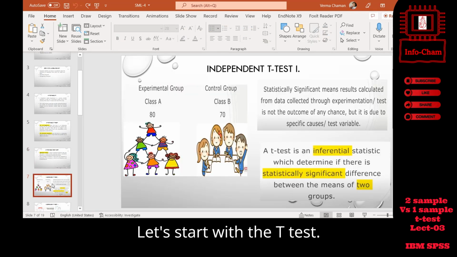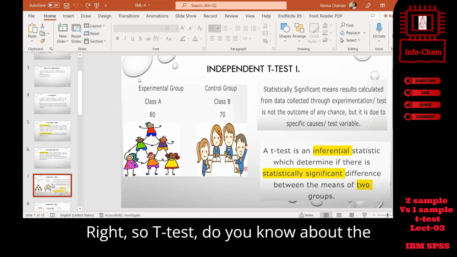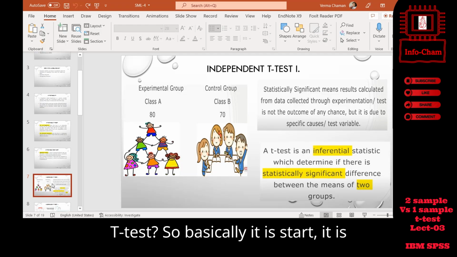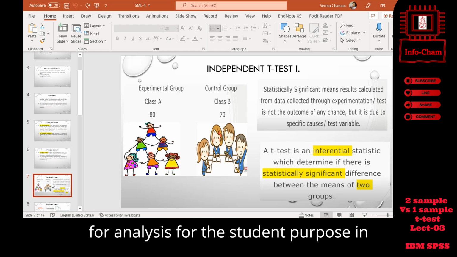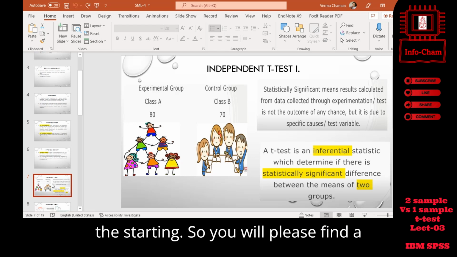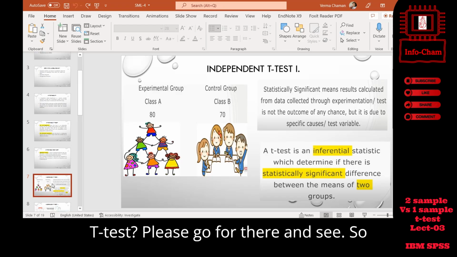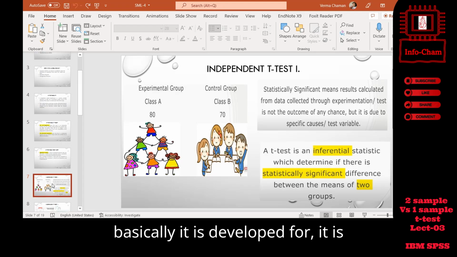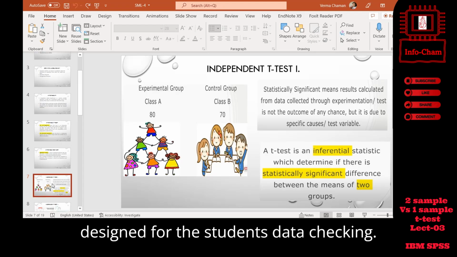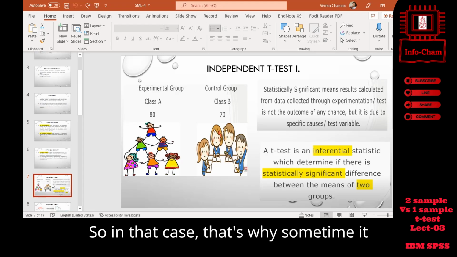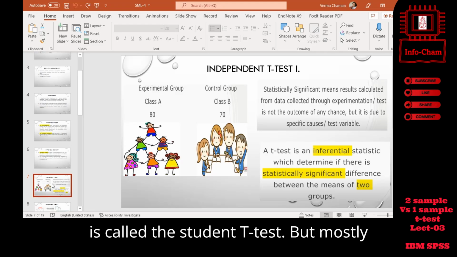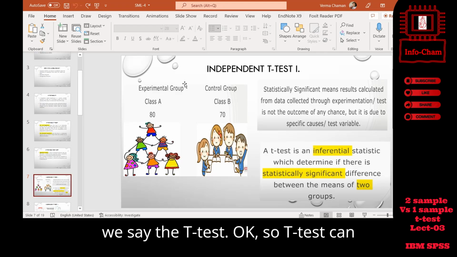Let's start with the t-test, right? Do you know about the t-test? Basically it was for analysis for student purposes in the starting. Please find the literature on the internet, what is a t-test, and go see. Basically it is designed for checking students' data. That's why sometimes it is called the student t-test, but mostly we say the t-test.